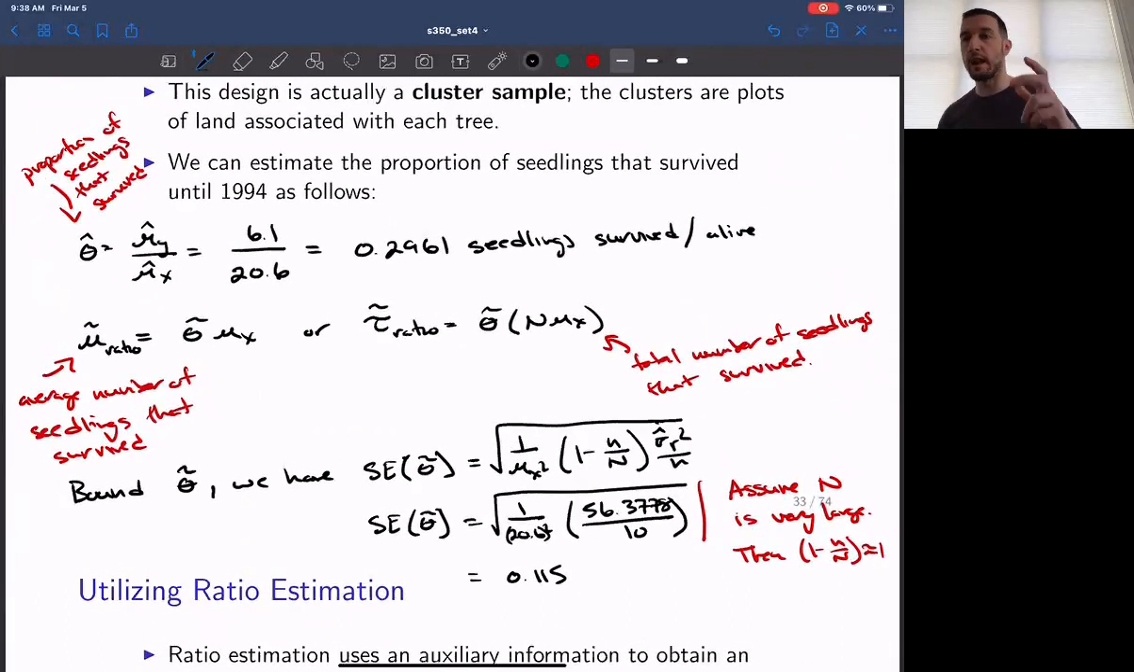Okay. And so now, because of the construction of the experiment, we actually have an estimate of the proportion of seedlings that survived, which we can bound in the usual way. But we've done that through just a direct application of our ratio estimation approach. Okay. And then again, from this, you can compute an average number of seedlings that survived across the entire forest. You can compute an estimate of the total number of seedlings that survived across the entire forest, and you can bound both of those points as well.